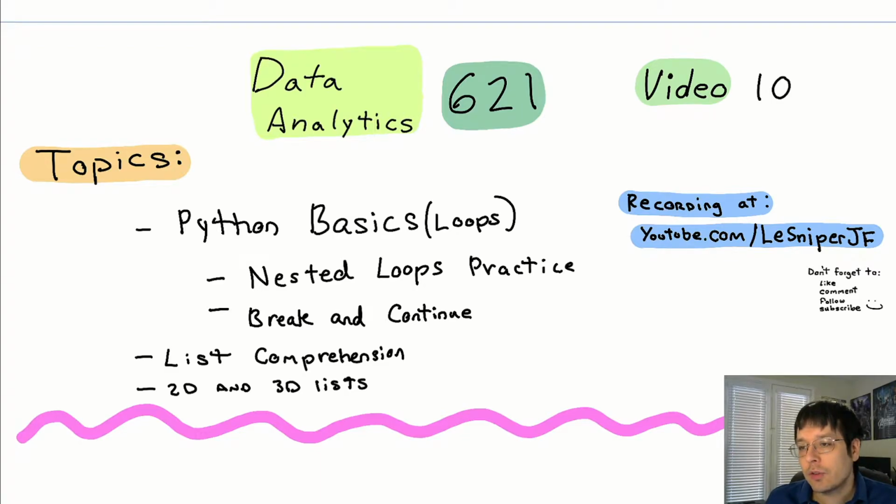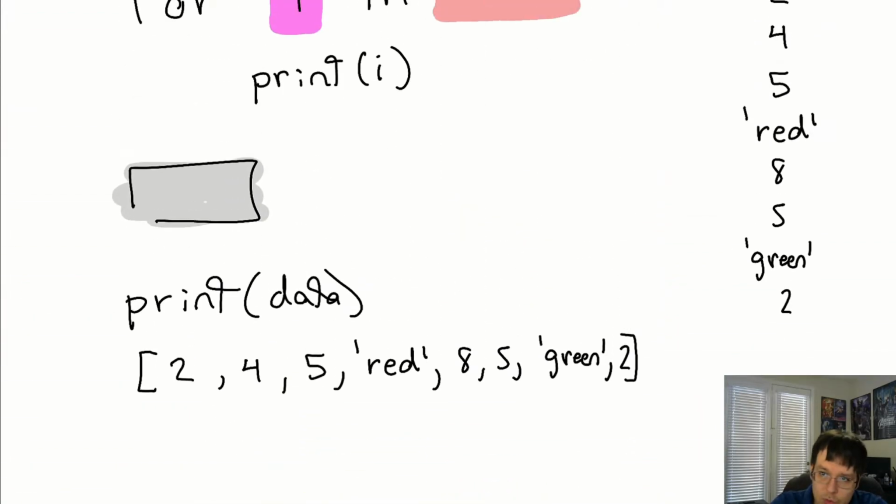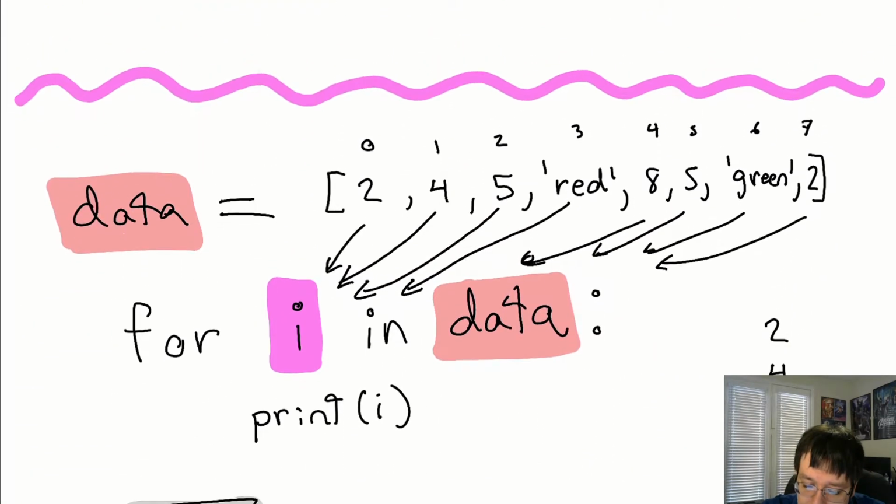So far, we're just doing these one-dimensional arrays, and you know, we live in a 3D world, so let's make a 3D array. And then finally, if we have time, we might do a little bit of list comprehension, but we'll see, okay?